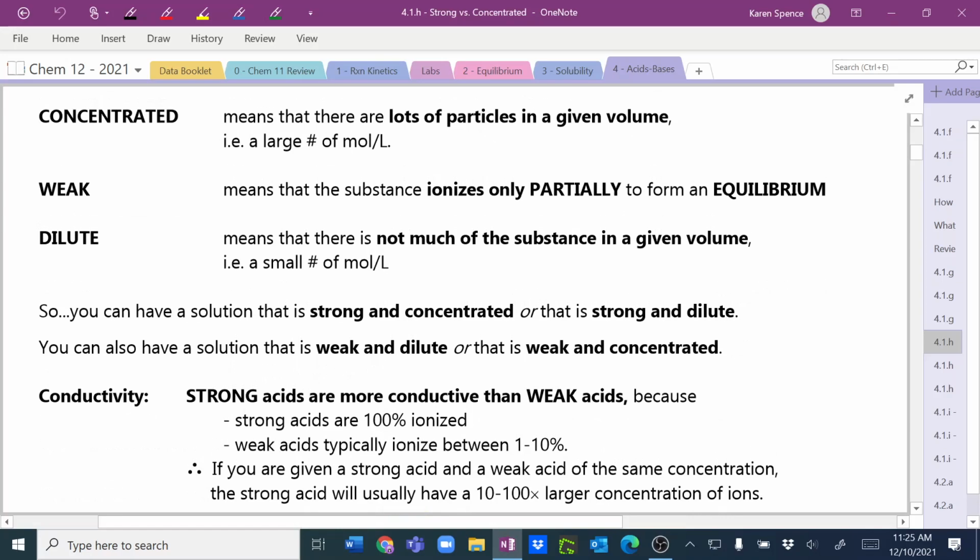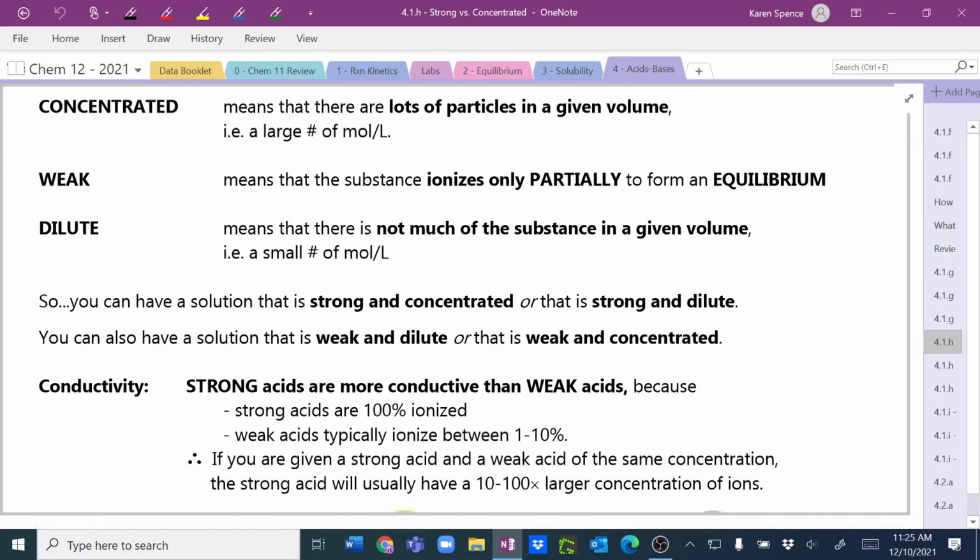And then we want to talk about conductivity. In general, strong acids are more conductive than weak acids because strong acids are 100% ionized. Weak acids typically only ionize about 1 to 10%. So think of it this way, at the same concentration.